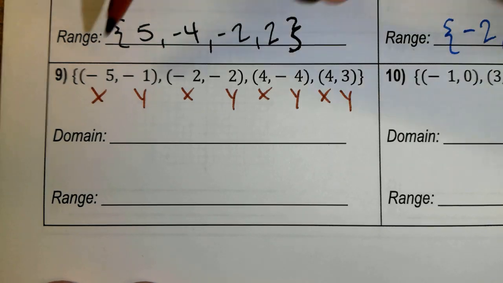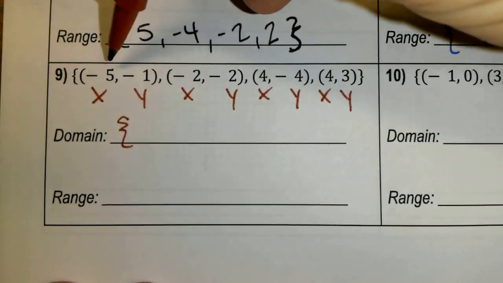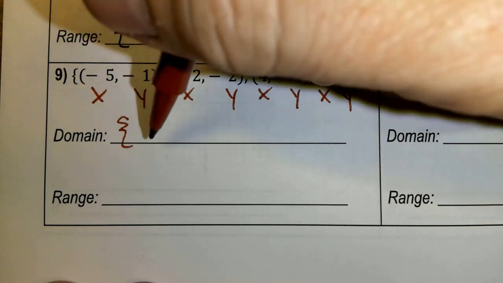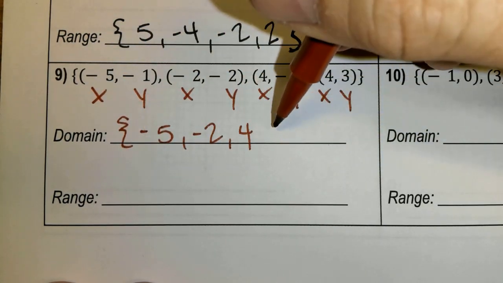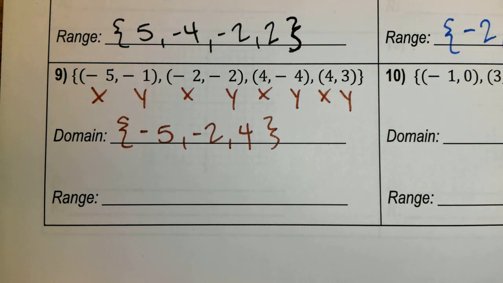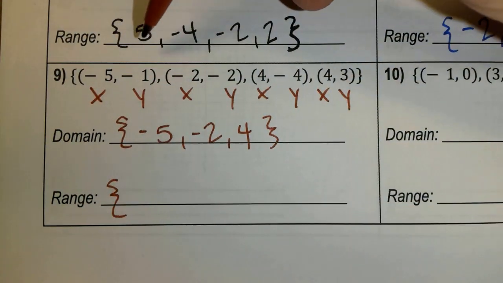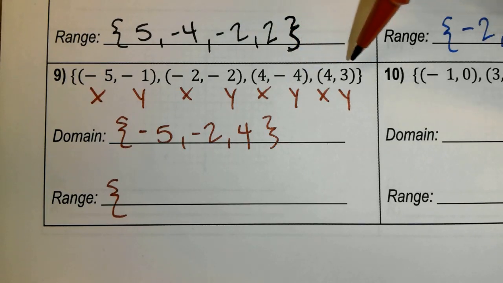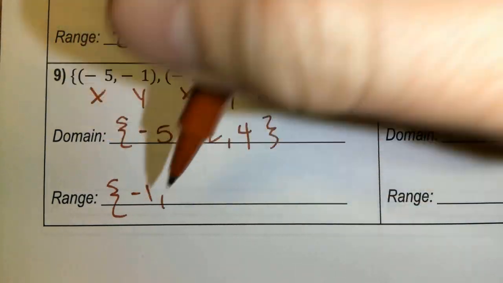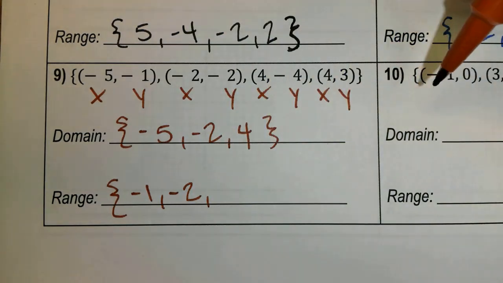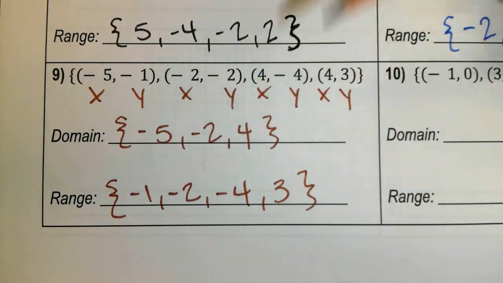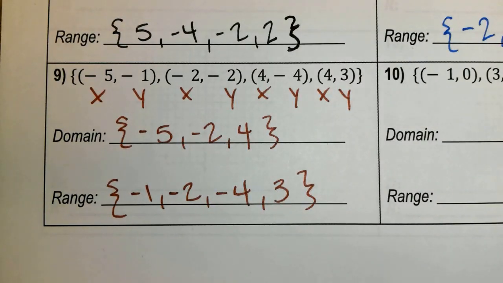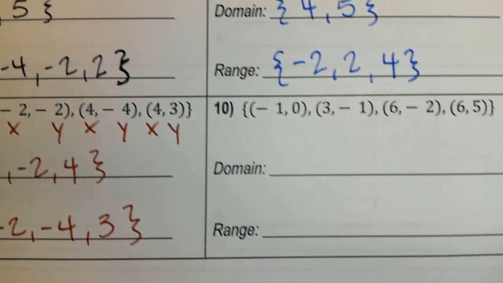So a bunch of X's and Y's. So domain, X, -5, -2, 4, 4. So I have -5, -2, and 4. Okay, and range is Y, -1, -2, -4, 3. So -1, -2, -4, and 3. And that's it. And look at that, we're already on our last one. I know, sad time. We're almost over.